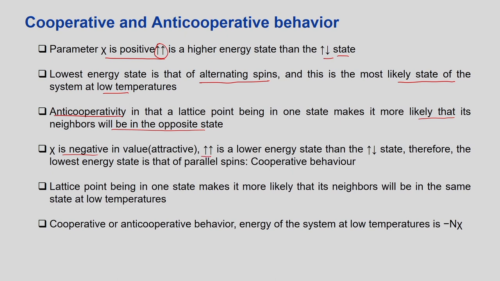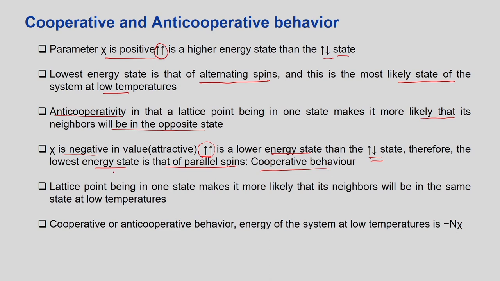Now take the other side, when this factor is negative, or we say attractive. Then the two arrows upwards will be a lower energy state than this state. Therefore, the lowest energy state is that of parallel spins. This is called cooperative behavior. So in one case, you have both arrows upwards as the lowest energy state, and in the other, you have the anti-parallel arrows as the lowest energy state.